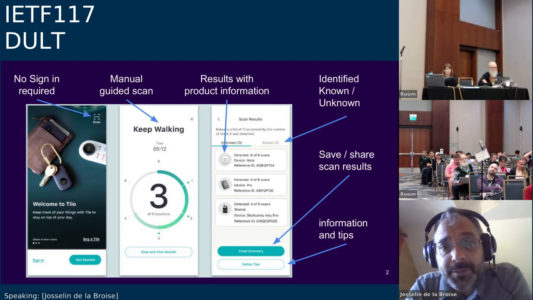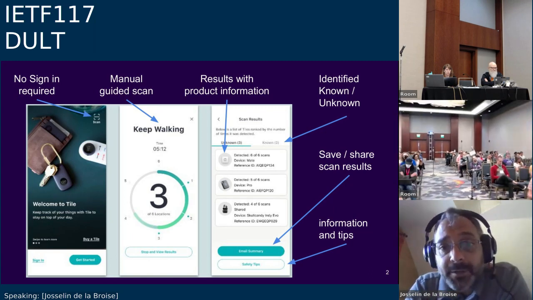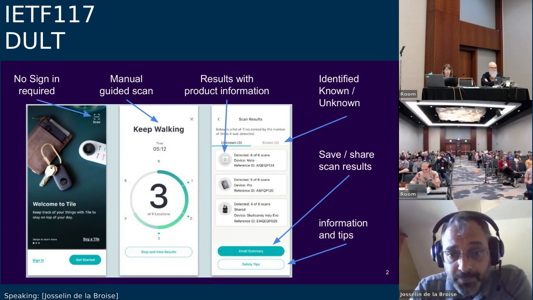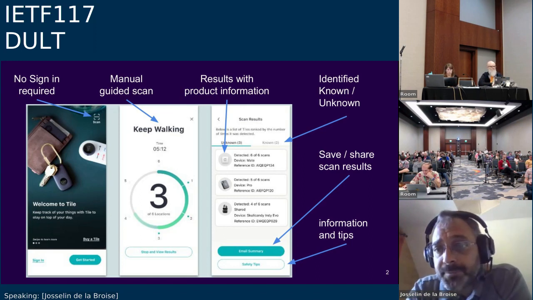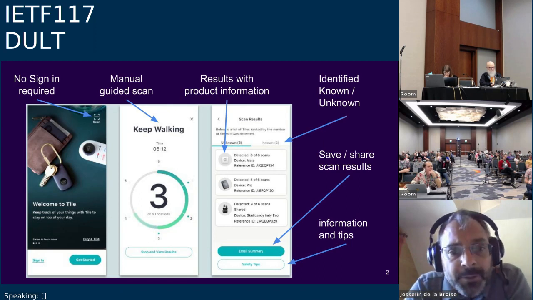This feature in our app is going to check for Tiles and Tile partner accessories. After the guided scan, there is a page showing the results, with some product information, like a picture and some information about the model. That result can be saved and shared. There is also a link to tips on how to find the device, or what to do if there is a device that is not yours that is following you. All right, next slide, please.